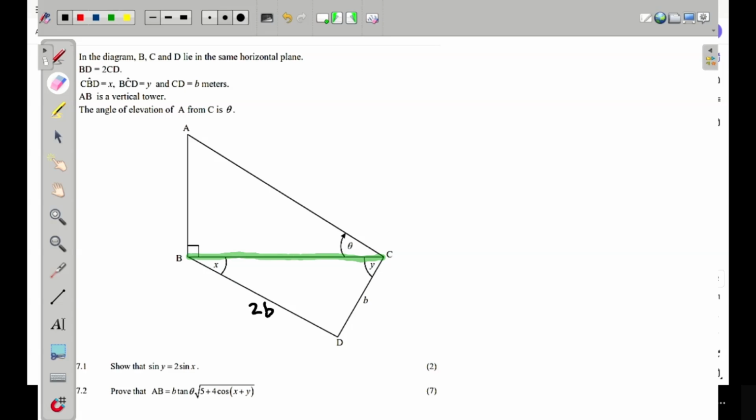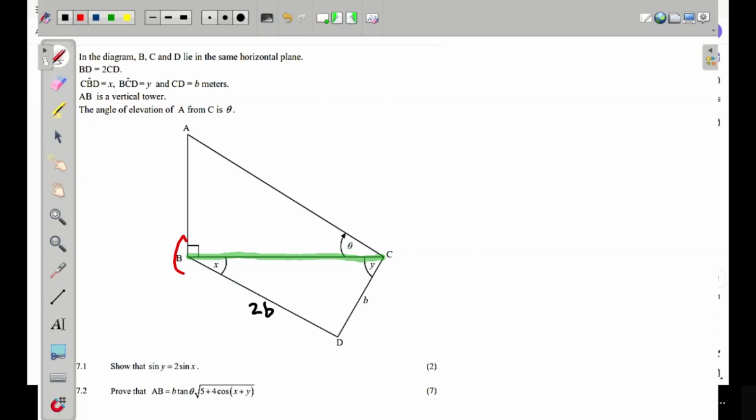All right. Now, the angle CBD is x. That one is already marked. We're good. And the angle BCD is y. And CD is b meters. We are told that AB is a vertical tower.